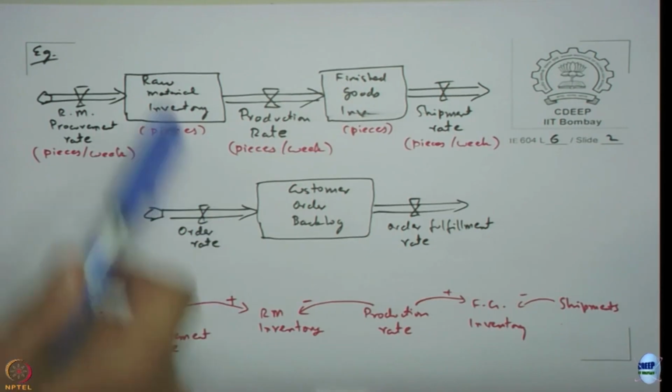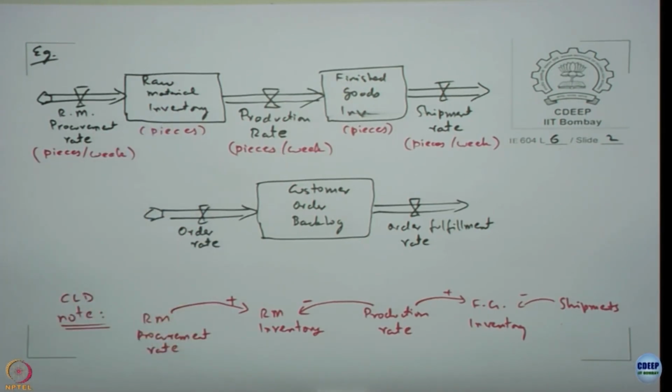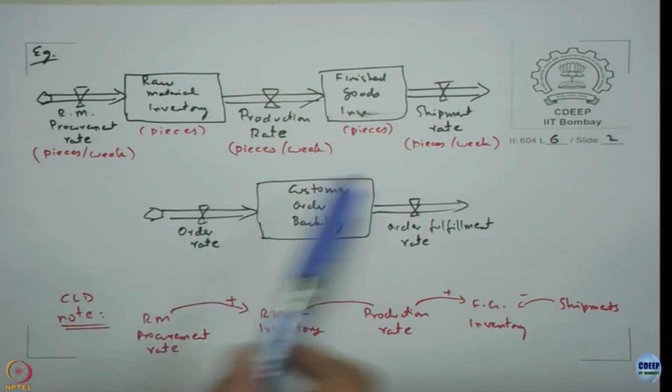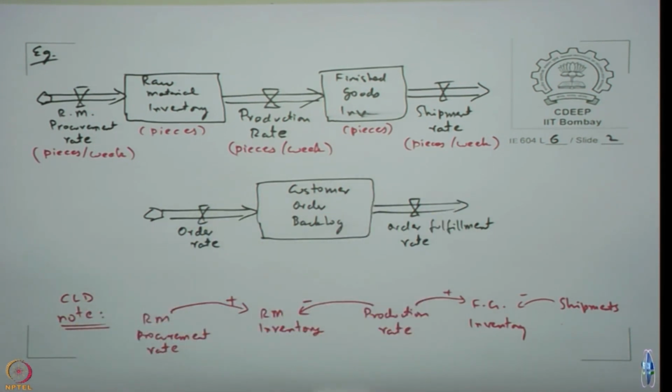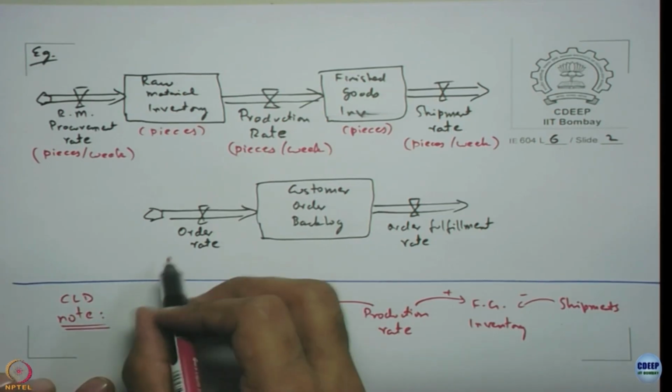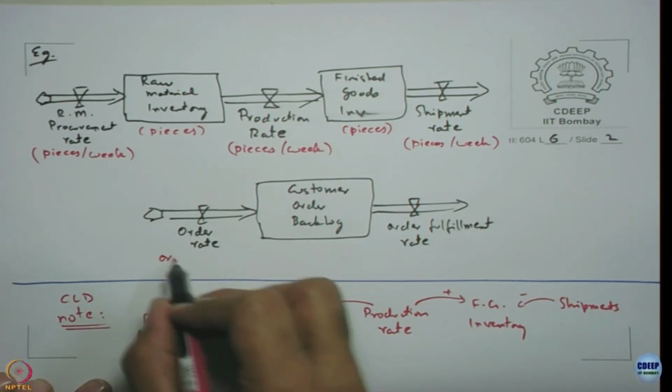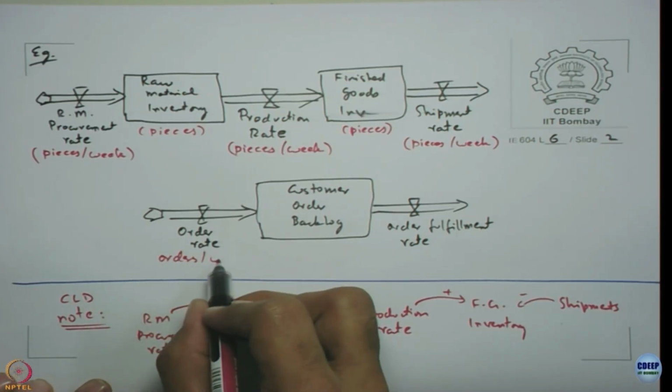Let us go now back to the stock flow diagram. So, I am just trying to illustrate how the CLDs can be translated into a stock flow. Now, this model is not finished. One way to check that is how we are getting the order rate, just to make our life a little more interesting. So, order rate, suppose we measure it as orders per week.